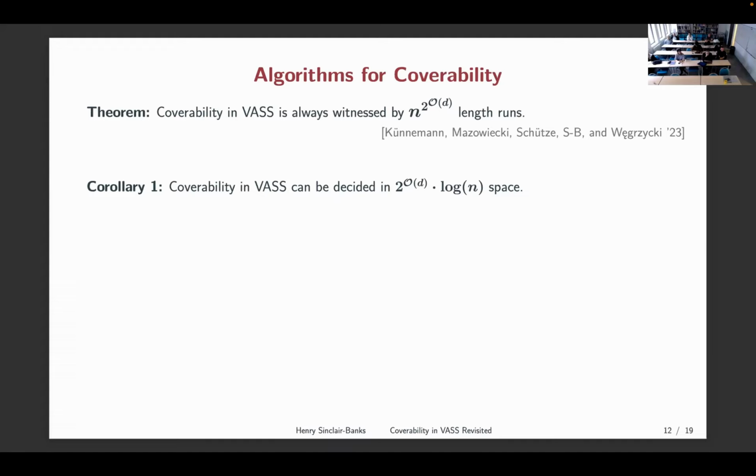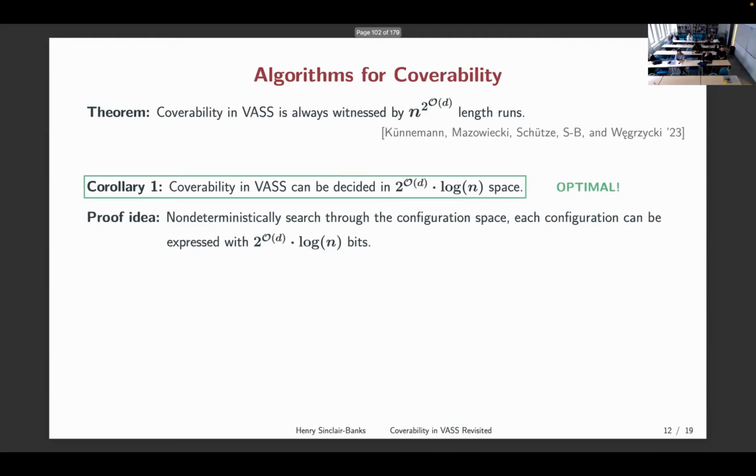And so you can then explore the space of configurations non-deterministically and just happen to guess your path directly there. And if you can write down a configuration in log of n to the 2 to the d many bits, then clearly the algorithm only requires exponential space. And this is optimal because if you remember from the earlier slide, Lipton gave a lower bound that said that coverability requires 2 to the omega d times log n space. So up to the constant factor in our exponent, we're optimal with Lipton, and that's unconditional, which is fantastic.